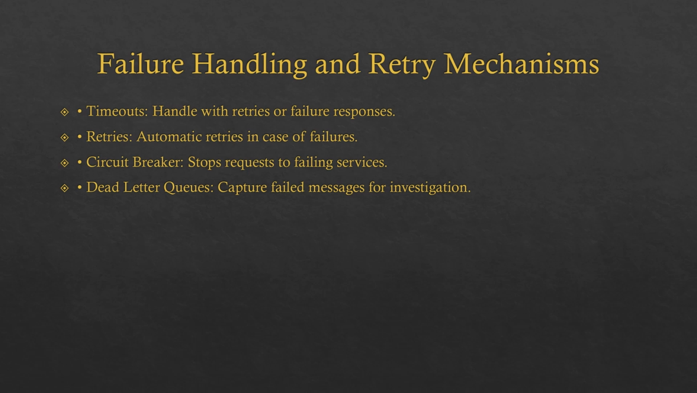Effective failure handling is essential in any distributed system. Let's look at a few strategies. First, timeouts can be used to handle delays in communication, triggering retries or providing failure responses when a service is unavailable. Automatic retries can help ensure that requests are retried if they fail temporarily. The circuit breaker pattern helps prevent repeated failed requests to an already failing service. With dead letter queues, we store failed messages for investigation and further action.